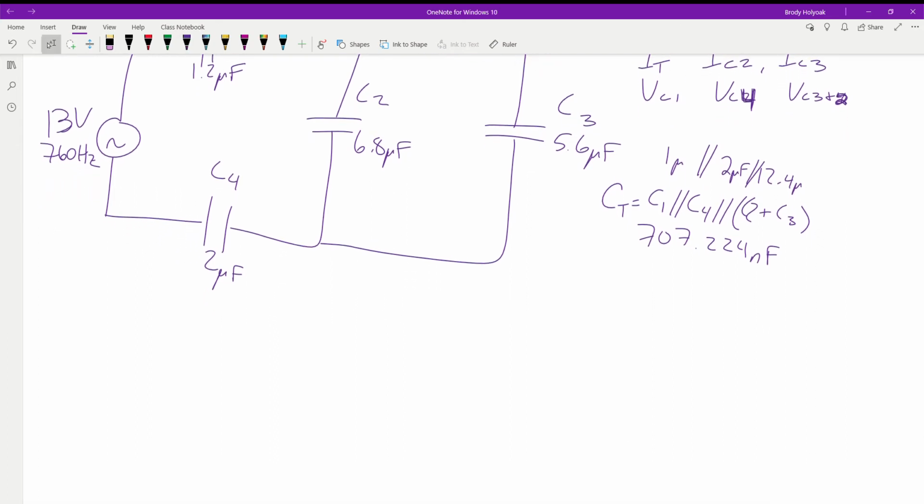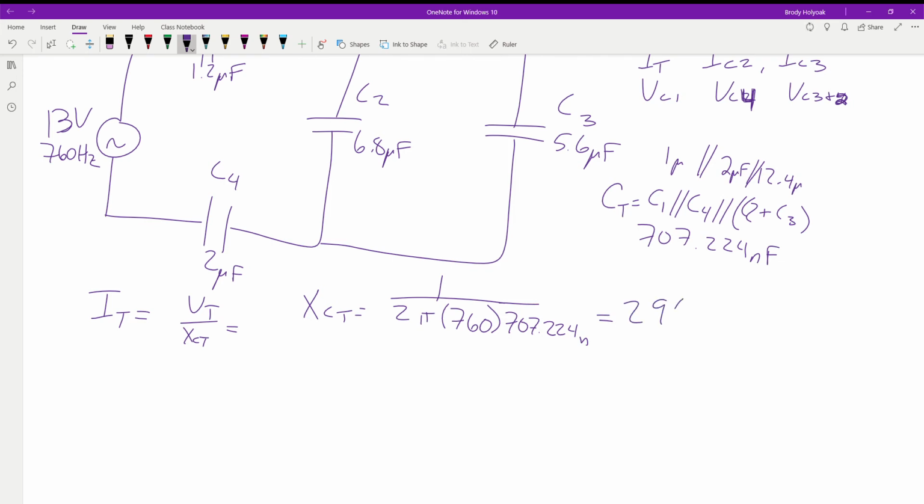So to solve for the I total, we need the voltage total divided by the reactance total. So this is one of the places where you have to solve for your total reactance. The reactance total is 1 over 2 pi times the 760 hertz times the total, which is the 707.224 nano. And that comes out to be 296.106 ohms at negative 90. You get that value, Simon? That is the reactance total for all of our capacitance.